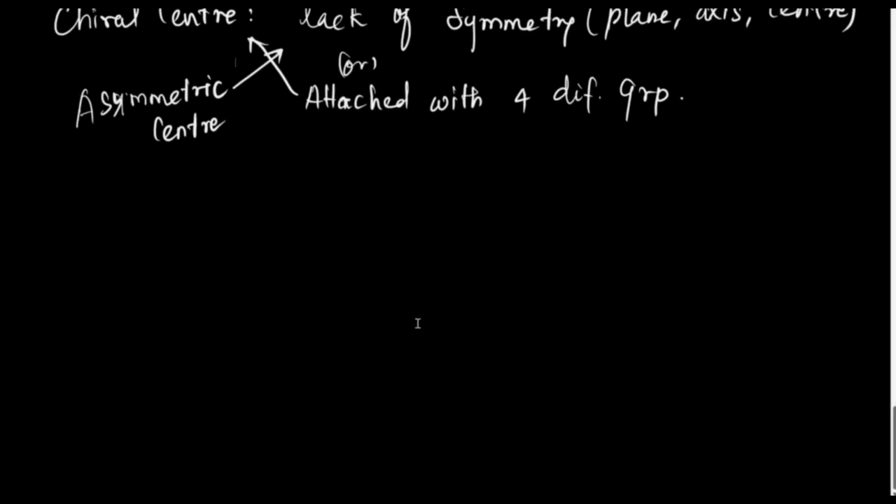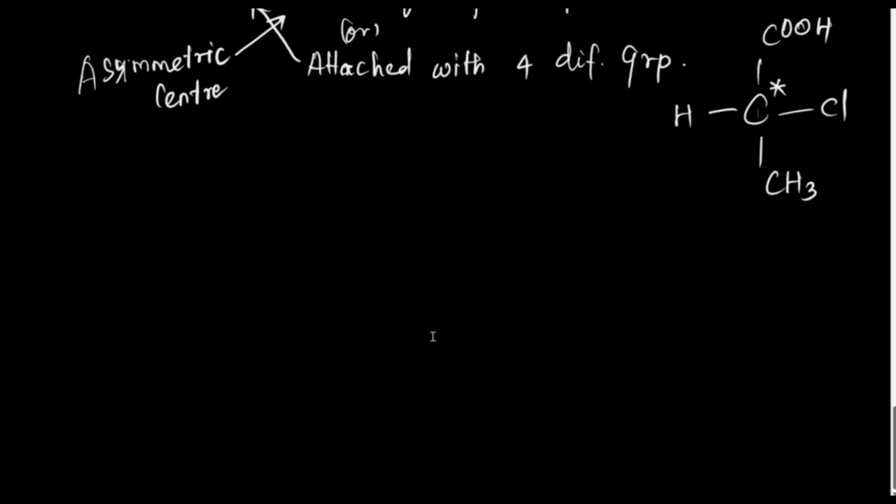We'll see an example. For example, if I'm taking a carbon that is having 4 different groups, this is a chiral carbon, which can be denoted by the symbol star. Similarly, the asymmetric carbon can be denoted by the symbol star. Now we are moving on to another important part, that is different types of writing a molecule. Different types of projections. Projection formula.